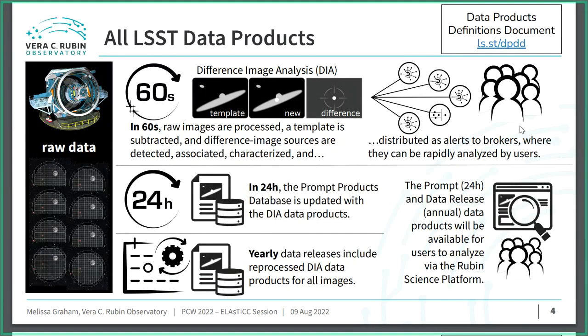What happens to it is it first undergoes instrument signature removal, so the standard reduction and calibration. And then it undergoes difference image analysis. The short form is DIA. And that's where you subtract a template image that was made from images obtained, say, the year before. You subtract it from the new image to make a difference image. Then you run source detection, characterization, and measurement on that difference image. So you have a bunch of sources you've detected in the difference image. We call them DIA sources, difference image analysis sources. And every one of those that we detect with a signal-to-noise ratio greater than 5 triggers an alert.